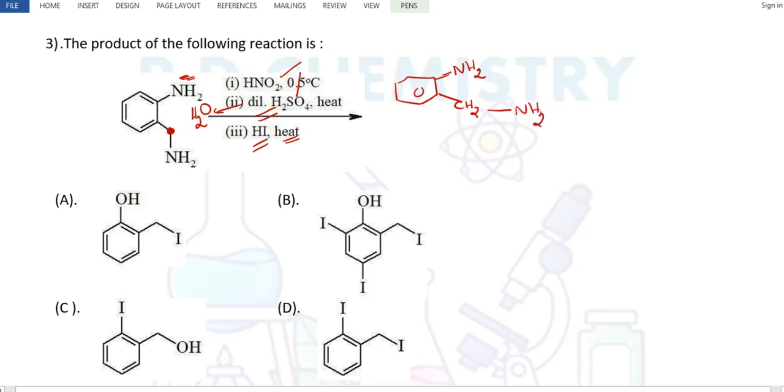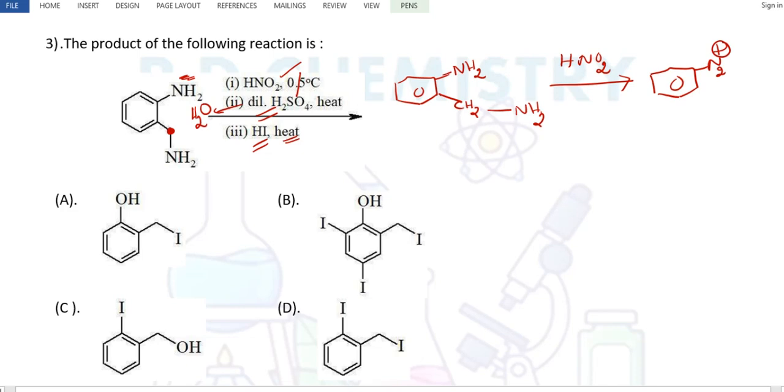Correct? Yeah. Now, nitrous acid reaction. During the nitrous acid reaction, diazotization takes place on both the molecules. Okay, so we will get now the benzene ring, which is converted into diazonium. Okay. How to prepare nitrous acid?